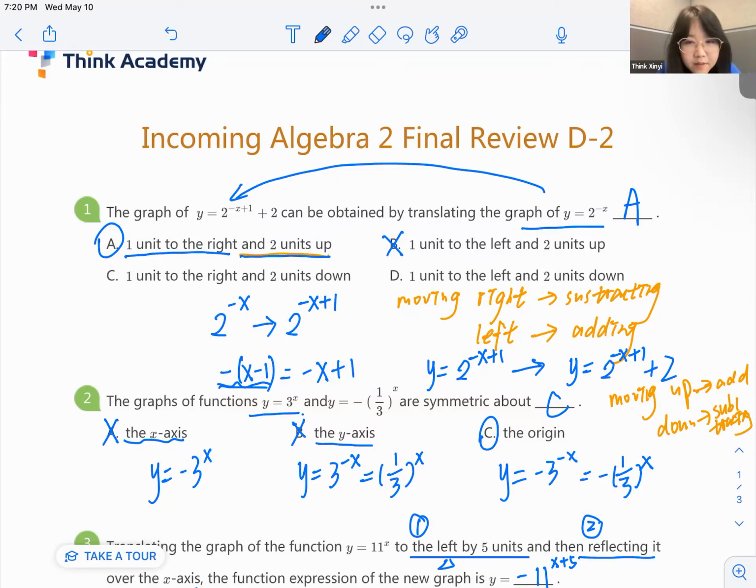Okay. Nico asked me about how you wrote left, adding, and you added 1. So why isn't it to the left?